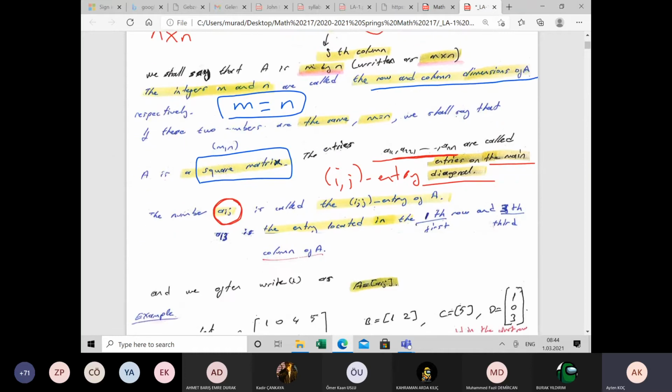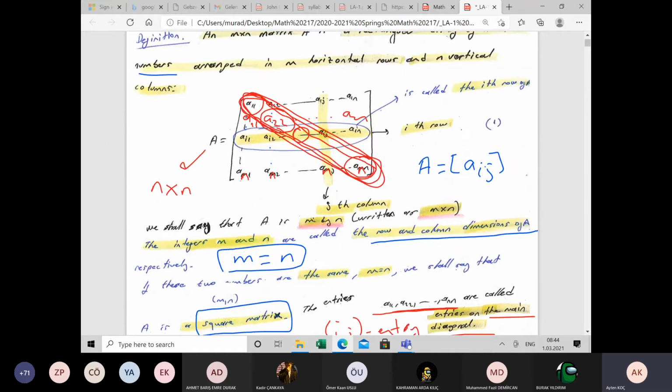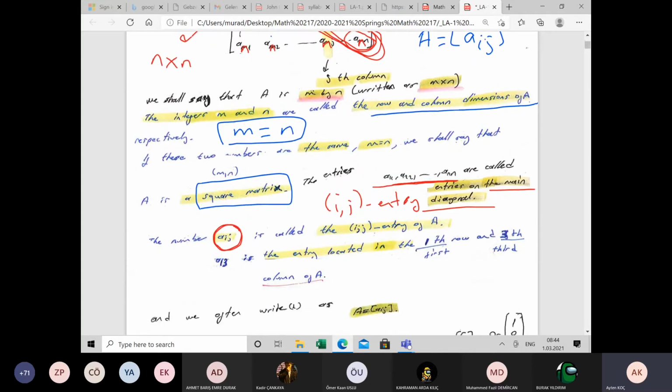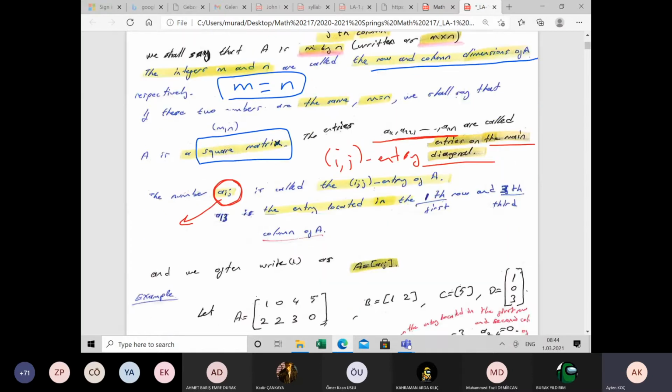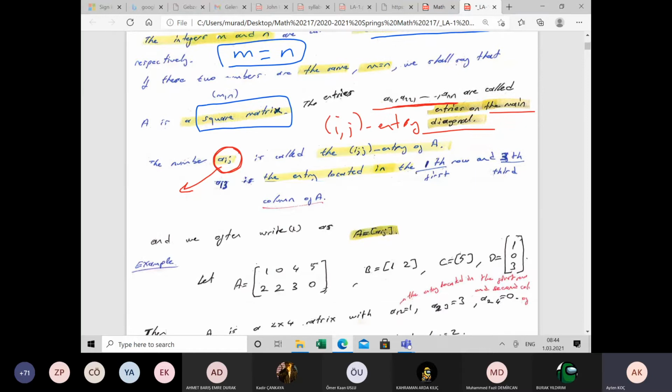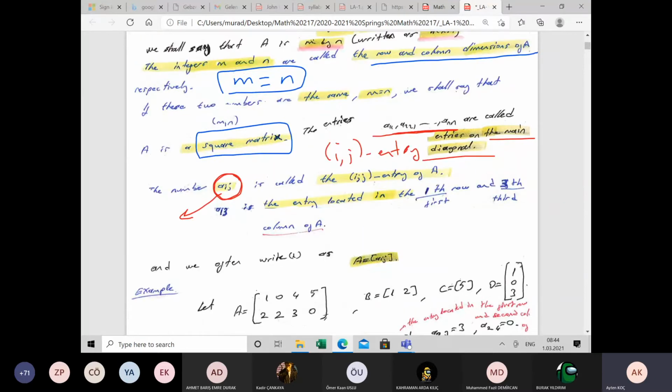First of all, look at this. The ij entry means the entry located in row i and column j. For example, take this one, a sub 1,3. This is an entry of A, and it is located in row 1, column 3.